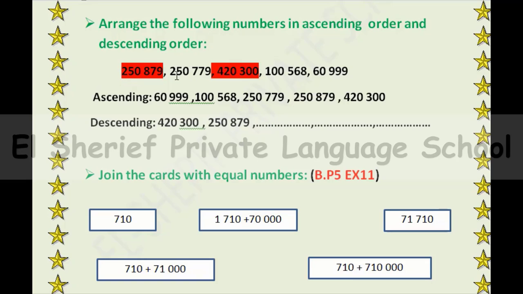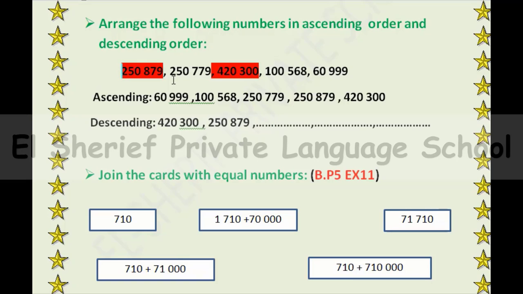Okay, we will put this number in the second space and cancel it. Here we have 250,779 and 100,568 and 60,999. As we know from the ascending order, 60,999 is the smallest one, so this number will be put in the last space. So we will look at 250,779 and 100,568.